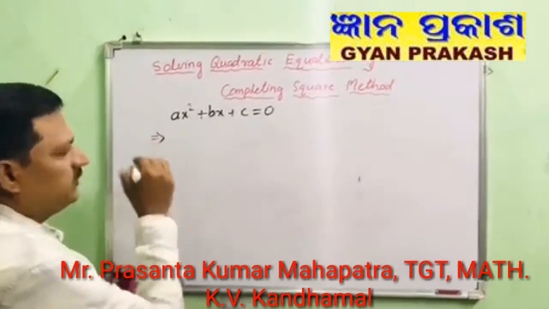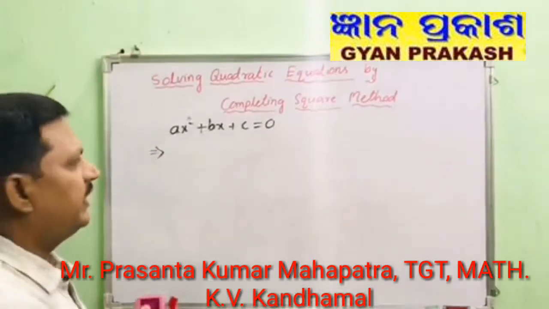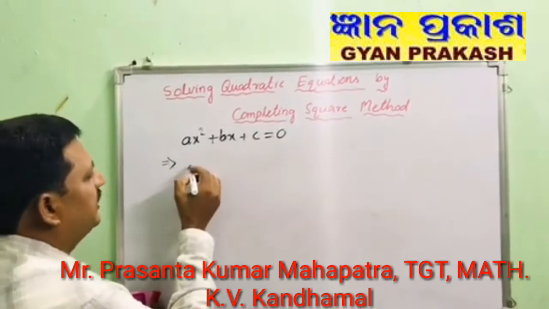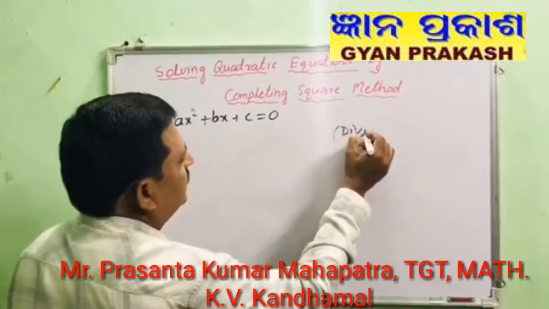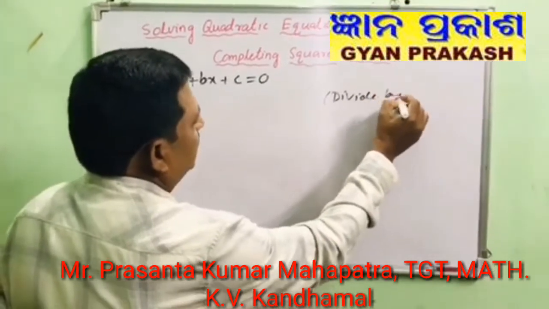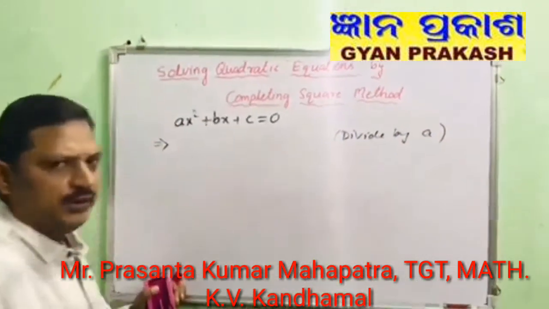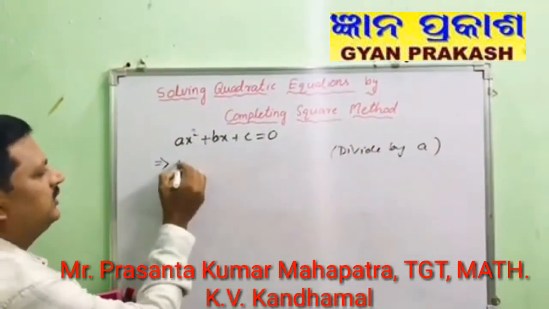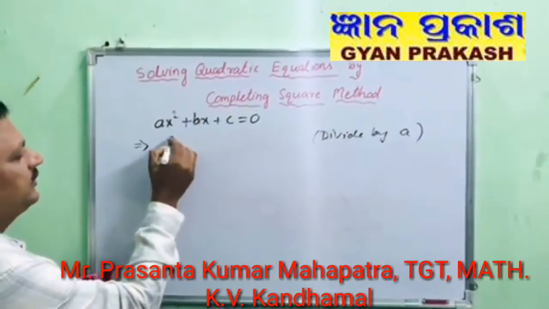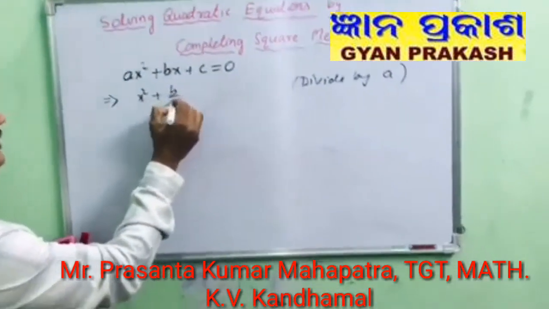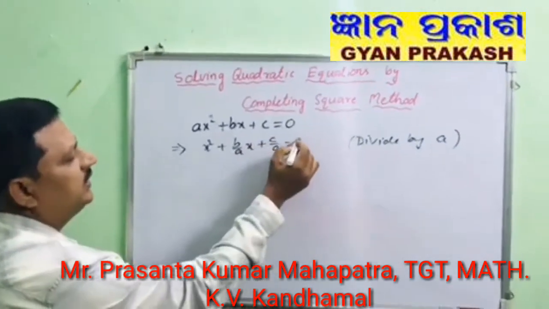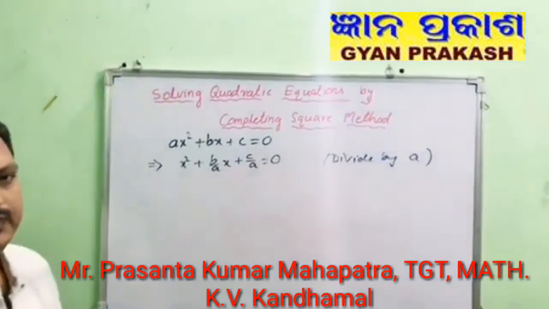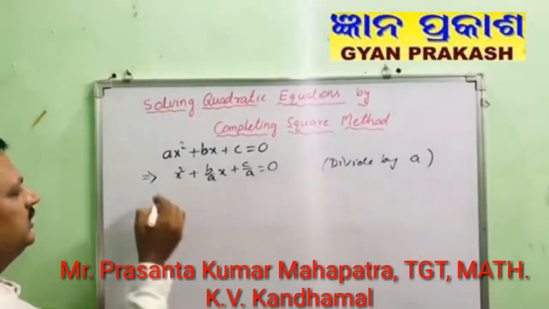So the first step here is to divide it by a. In the first step we shall divide by a, okay? That will give x square plus b by a x plus c by a equal to 0, right?